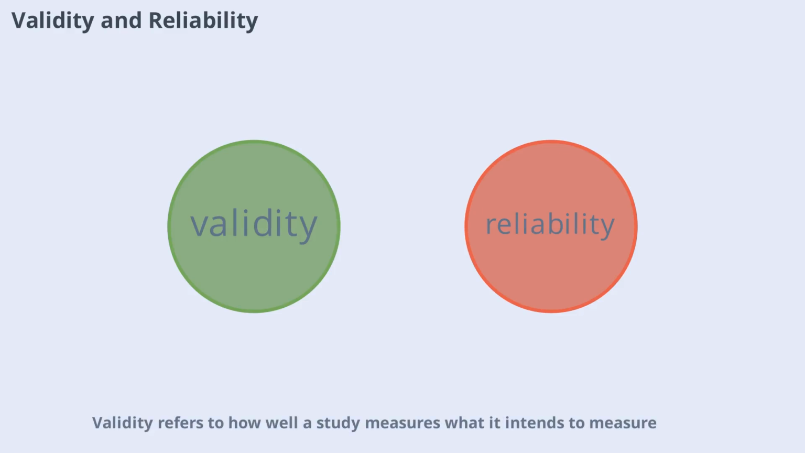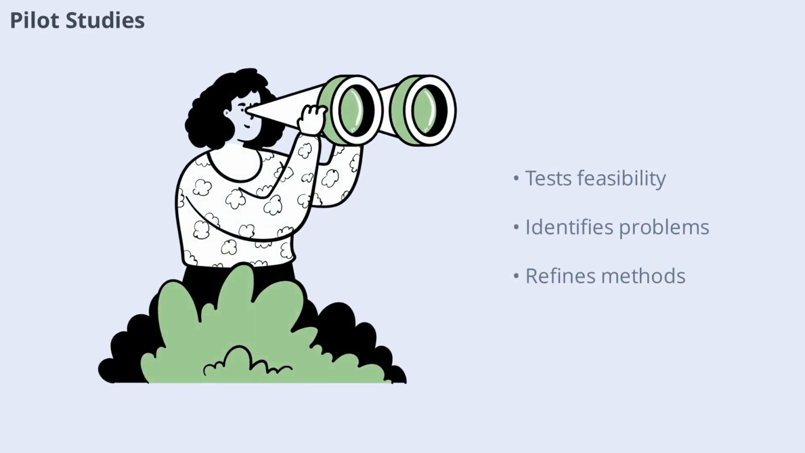Validity refers to how well a study measures what it intends to measure, while reliability is about the consistency of results. High validity and reliability are essential for credible research. Researchers use standardized protocols, validated tools, and repeated measurements to enhance these qualities. Pilot studies are small-scale preliminary studies conducted before the main research.